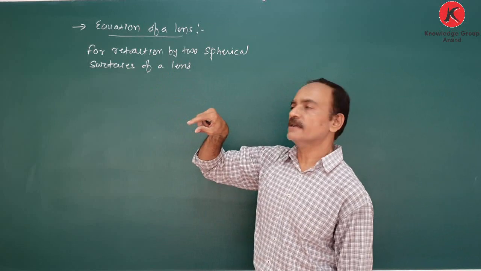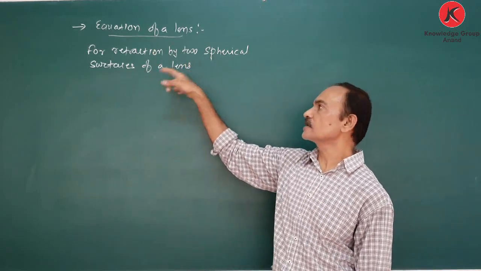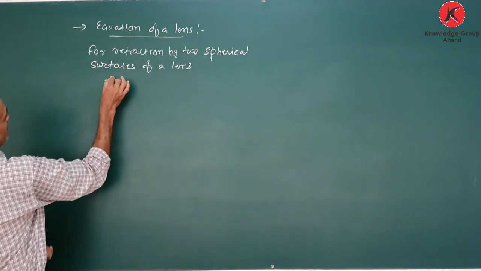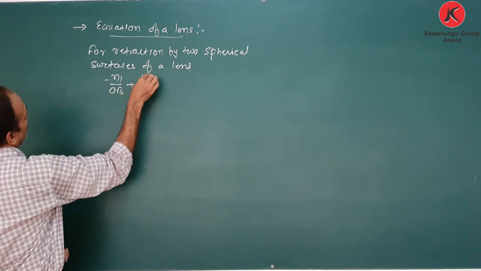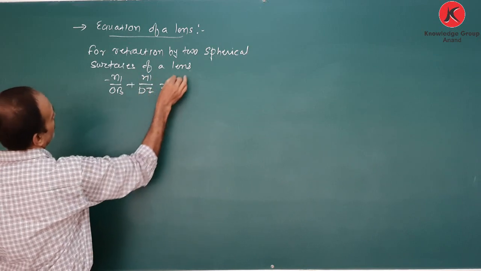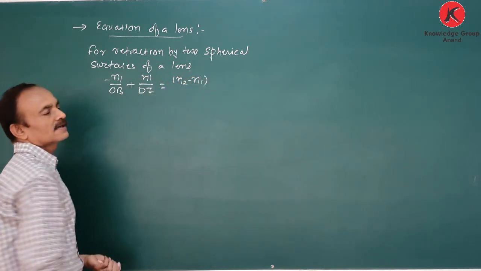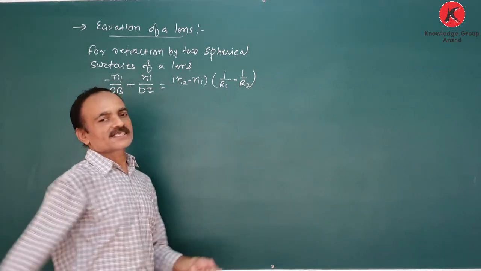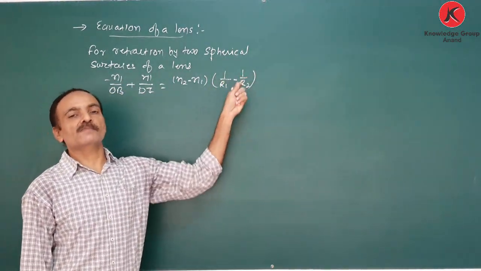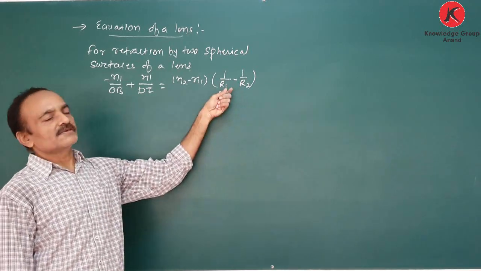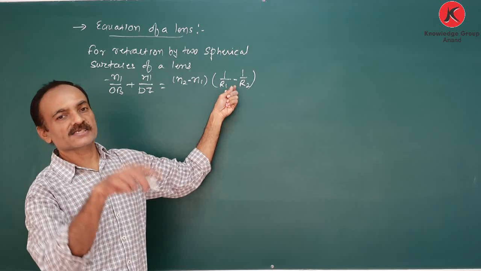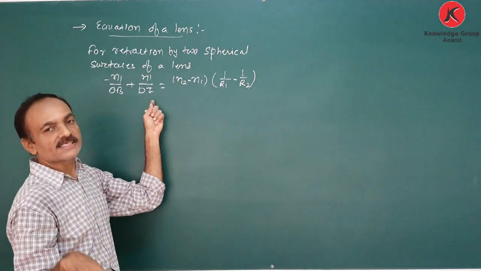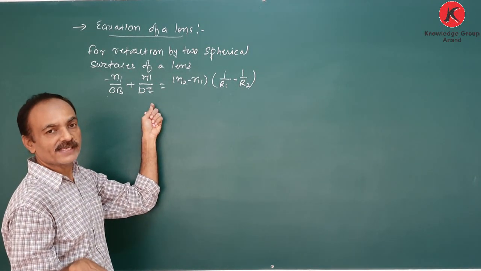In a thin convex lens, refraction takes place at the two spherical surfaces, and we obtain equation 3: minus n1 upon OB plus n1 upon DI is equal to (n2 minus n1) into (1 upon R1 minus 1 upon R2). Actually, it is 1 upon BC1 plus 1 upon BC2. Here, using the sign convention, we substitute the values of the radius of curvature. Now, what are OB and DI? OB is the object distance, DI is the image distance. The final image is formed at distance DI.